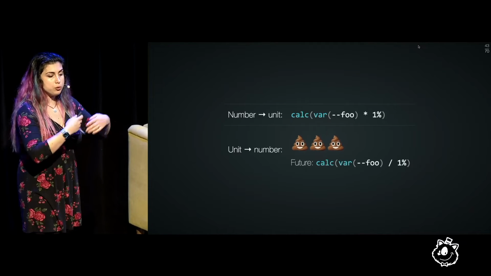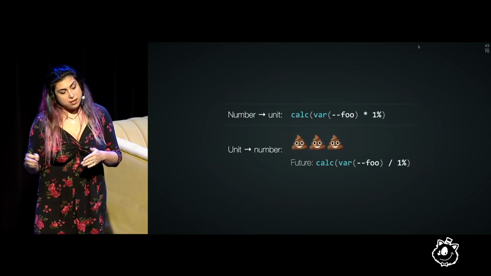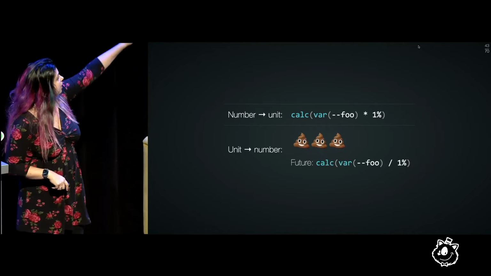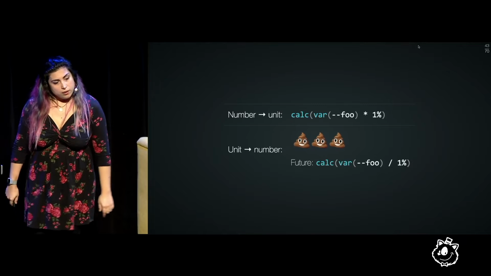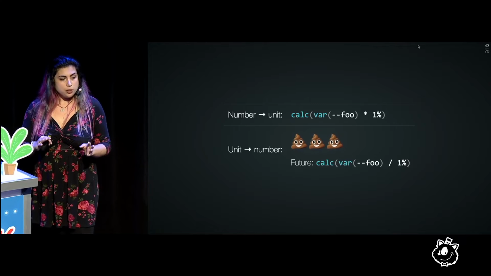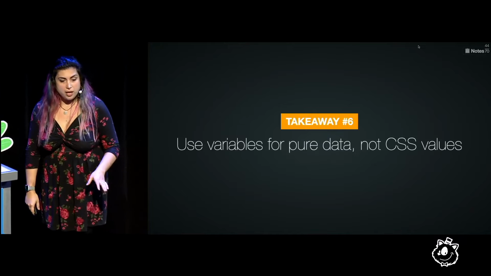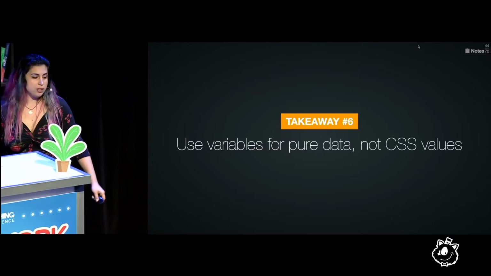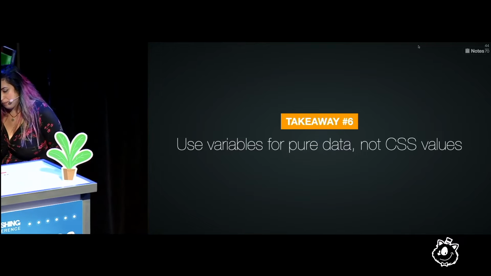In the future, you'll be able to divide by 1 and a unit, and you will be able to get a unitless number that you can use elsewhere. But right now, we cannot do that. Right now, this is not valid. So I would advise you, unless you're 100% sure that this is what you need, try to always use pure data in your CSS variables, not CSS values, not values that you can plug into a declaration immediately, because you'll probably end up having to convert them down the line, and you won't be able to.